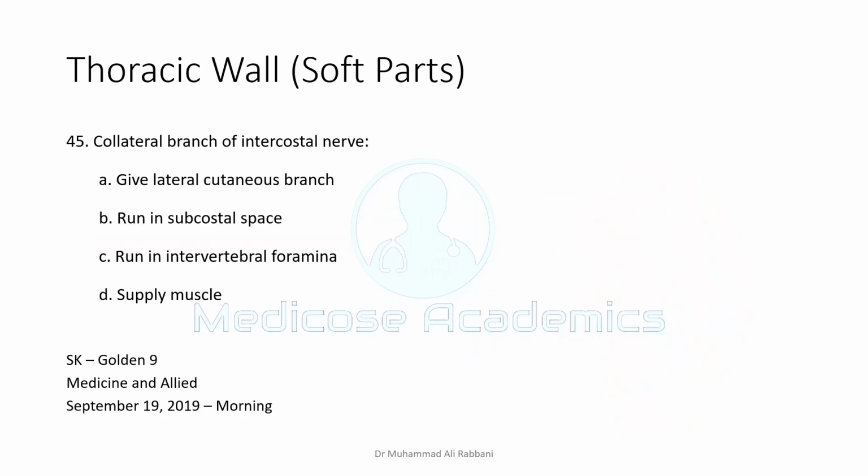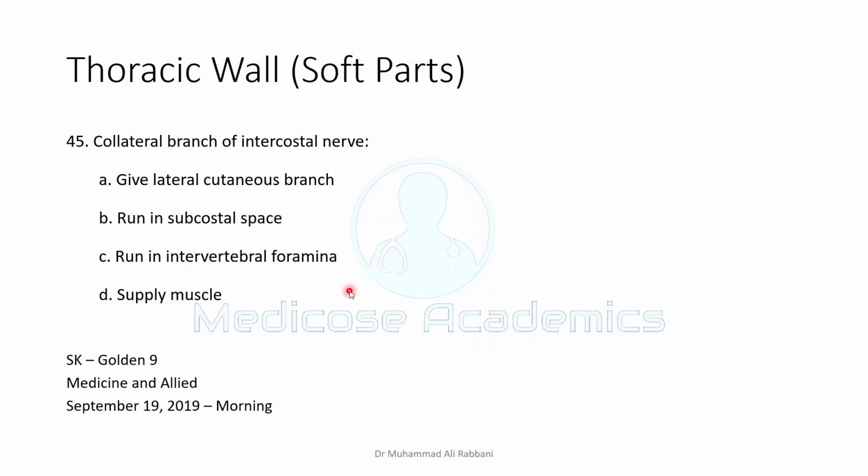Collateral branches of the intercostal nerve. Do they give lateral cutaneous branches? No. The lateral cutaneous branches come from the main intercostal nerve. Do they run in the subcostal space? No. They run in the lower portion of the intercostal space, not in the subcostal space. Do they run in the intervertebral foramina? No. They emerge after the nerve has exited the intervertebral foramina.